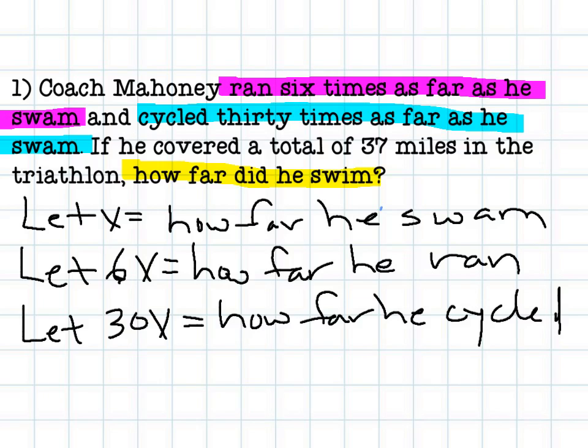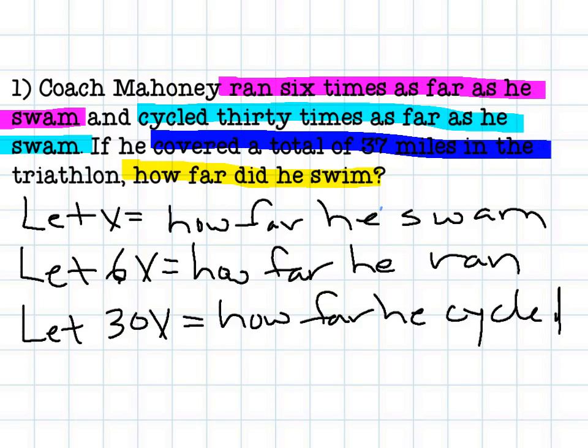All right, now we are ready to set up our equation. In the next part of the problem, it tells you that he covered a total of 37 miles in the triathlon. Well, how do we get a total of swimming, running, and cycling? We get that by adding them together. So we have x plus 6x plus 30x equals 37. And now you can solve the problem.